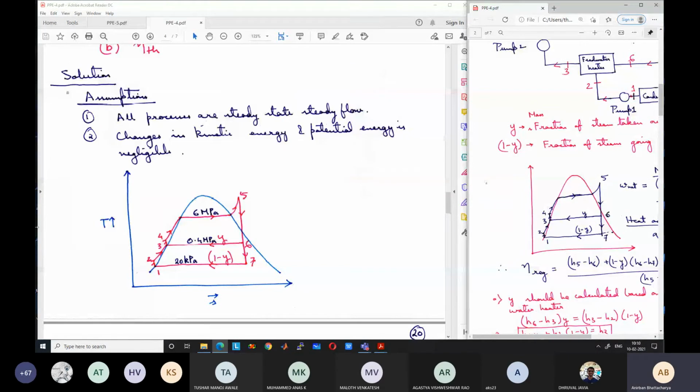So Y amount of steam is extracted at 0.6 and the rest of the fluid is again expanded in the turbine. So the rest means 1 minus Y amount is expanded in the turbine from 0.4 MPa to 20 kPa. Okay, so this is the entire cycle.